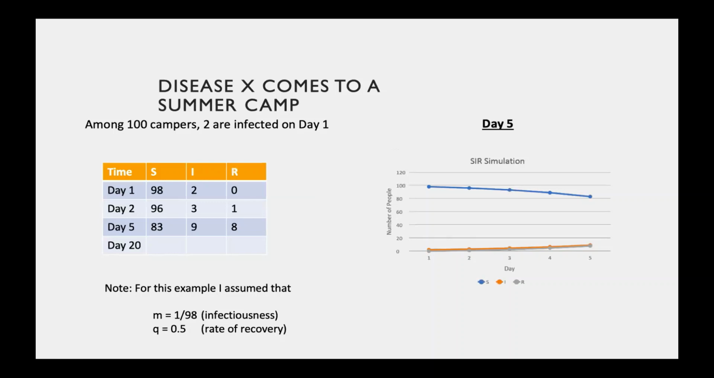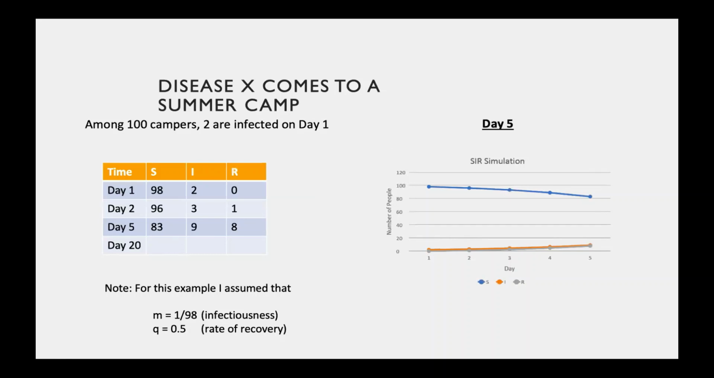So days 1, 2, and 5 we have here on the left. We can see that the number of susceptibles decreased from 98 people down to 96 people on day 2. 3 people are now infected, and now there's one person who's recovered. And then if we fast forward even further to day 5, it goes even further down. The number of people who are susceptible is down to 83. We now have 9 people who are infected, and 8 people have recovered from the disease.